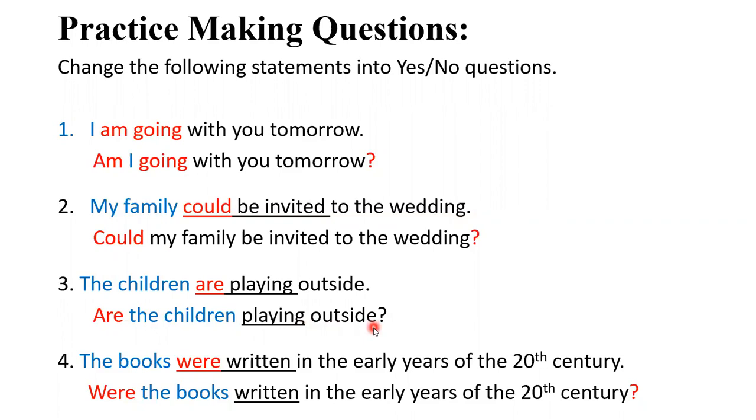Notice all of these are yes/no questions, so I can answer this question by yes, they are, or no, they are not. The books were written in the early years of the 20th century. Were written, were comes before the subject. Were the books written in the early years of the 20th century? Question. I hope that this is clear, and I hope that you practice this more on your own. If you would like to stop the video now and write these down, go ahead.